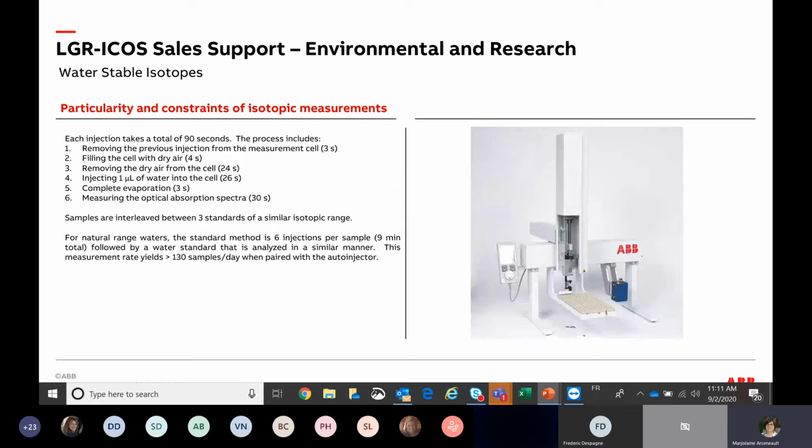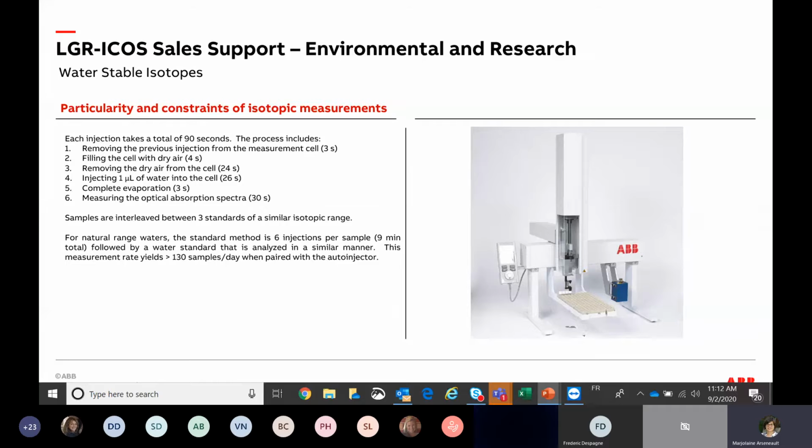Just to come back to a particularity. For the benchtop system with the auto injector, we mentioned last time that it can do about 800 injections per day. This is because each injection takes about 90 seconds. What happens during this time? First, removing the previous injection from the measurement cell. Then we fill the cell with dry air. We remove the dry air with the contaminant from the cell. We inject 1 microliter of the sample in the cell. It evaporates completely. And finally, we measure the optical absorption spectra.